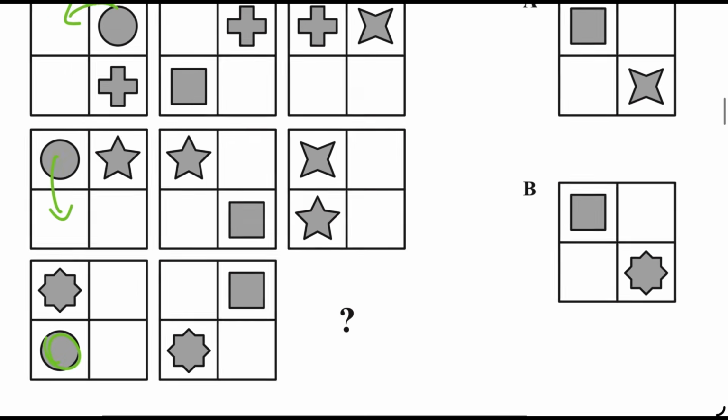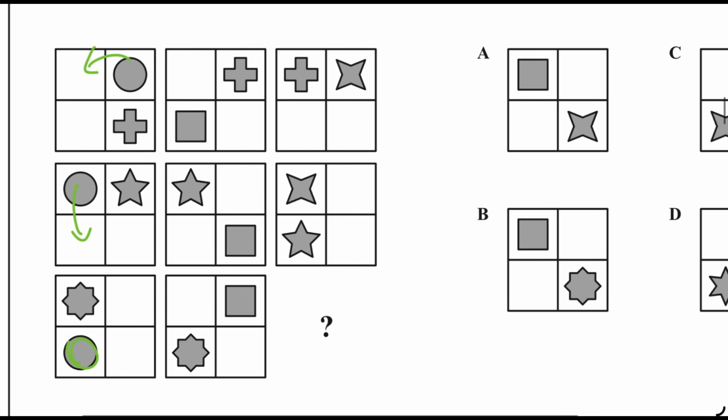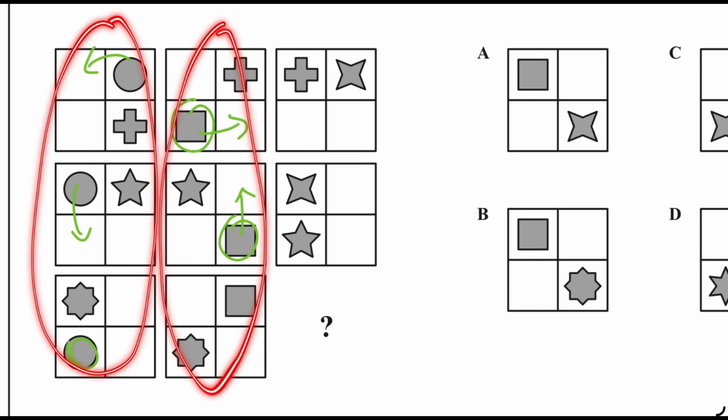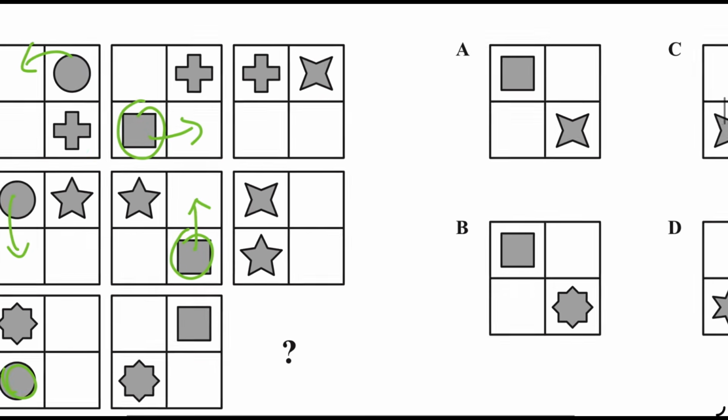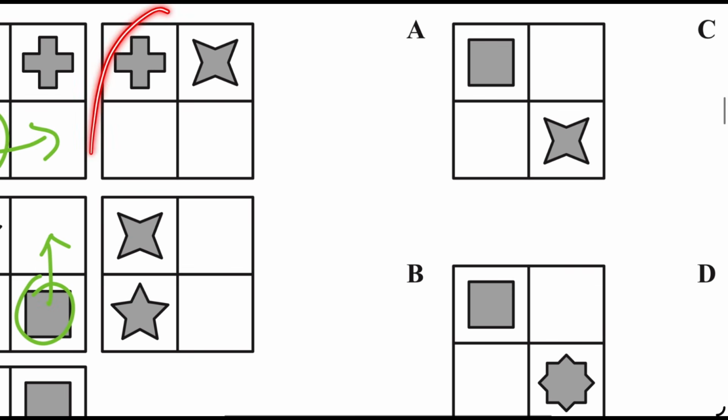And if you look here, there's another shape that's moving anti-clockwise in this column. You can see that the square is moving one anti-clockwise each time. So we know that if we look at each column, there's going to be one shape moving anti-clockwise. So let's look at this last column. Which shape is moving anti-clockwise?